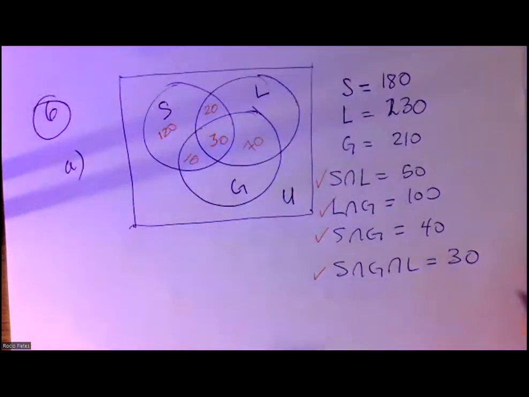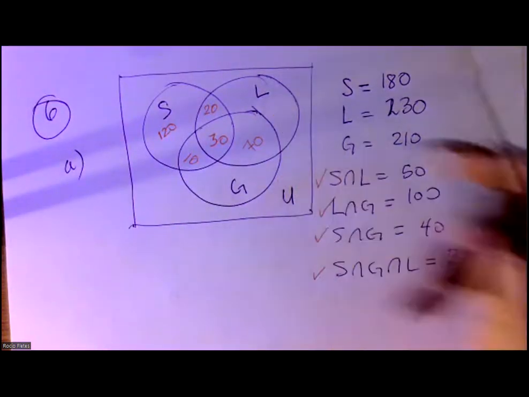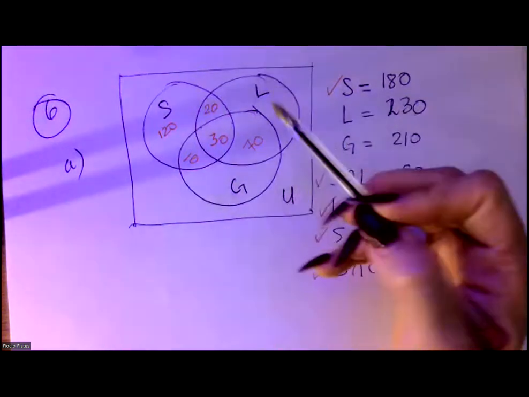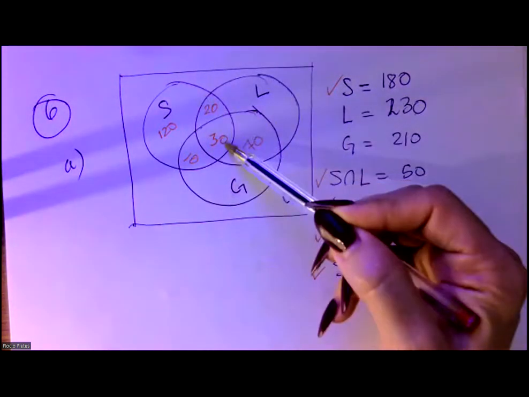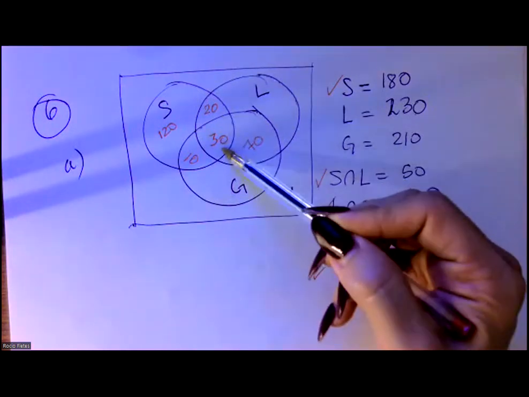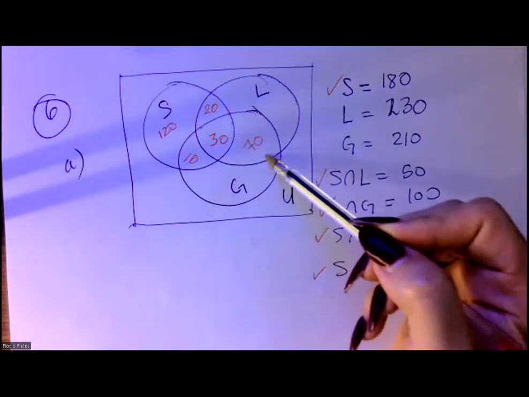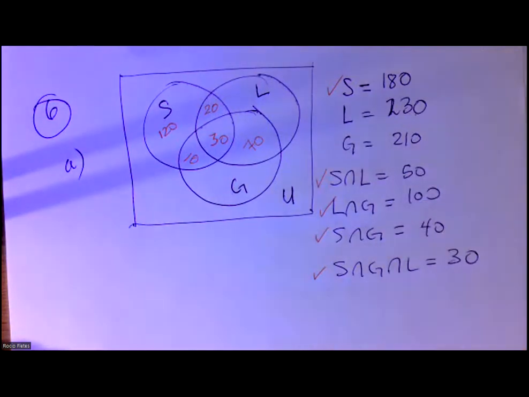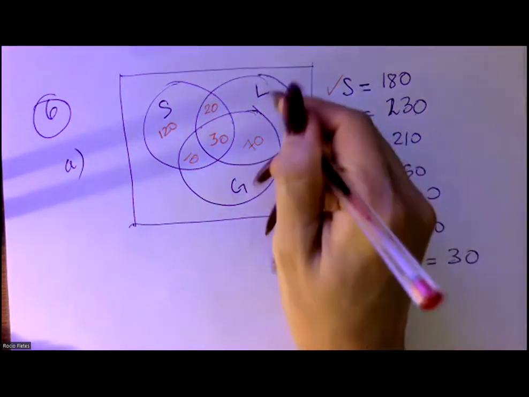Okay. And then L, so S is done. L is 230. But for L, you need to subtract 20 and 30, which is 50. And 70 is 120, right? So 120, 230 minus 120 gives us 110 for L here.